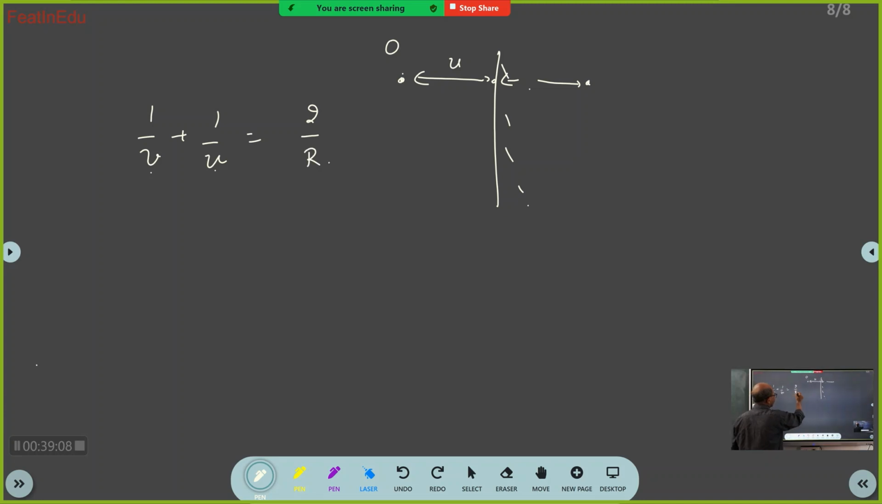Okay, please do one thing. Now take this example. Take an object 10 centimeters in front of the mirror. Okay, where is the image? Find out. The object is kept 10 centimeters in front of the mirror. Where is the image? It will be 10 centimeters.